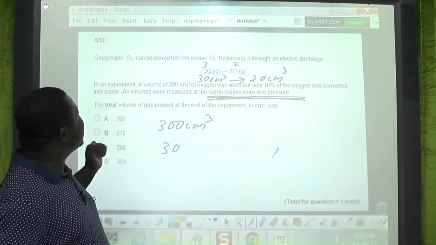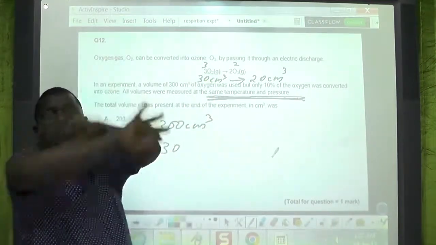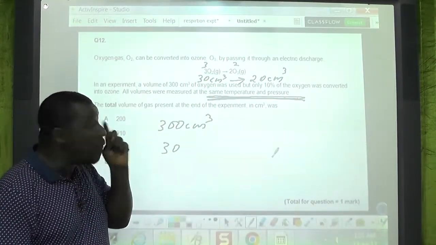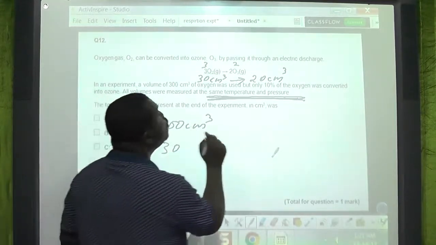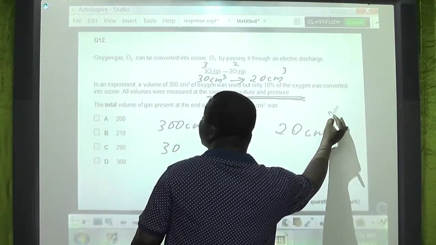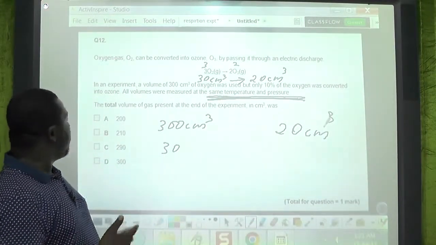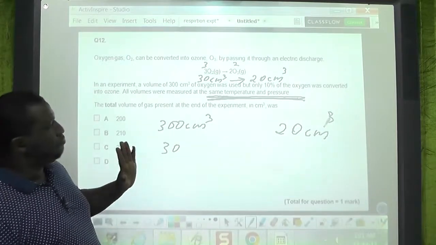So now what are they looking for? They say total volume of gas present at the end of the experiment. This is a tricky one also. Don't forget, what did you make? You made 20 cm cubed. Many students will go here and say, okay, I made 20 cm cubed, and so on. Be careful.